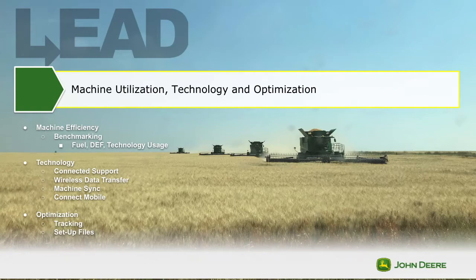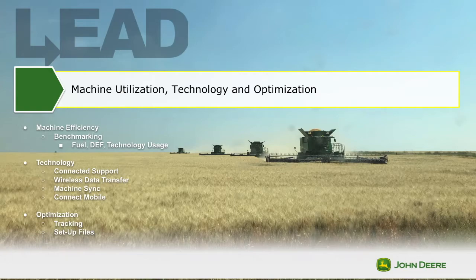With John Deere equipment, you have the ability to view machine efficiency data like fuel, DEF, and technology usage. Using these features built into the machine technology to benefit your farm with the use of connected support, wireless data transfer, machine sync, tracking, remote display, and automation, you are able to look at each individual equipment on a farm and benchmark it across that farm.